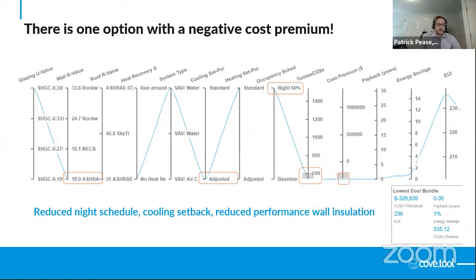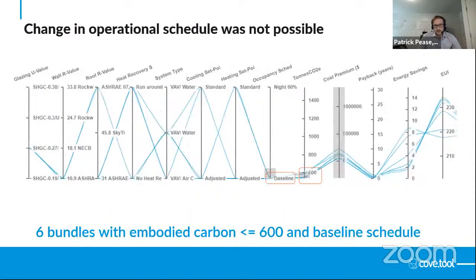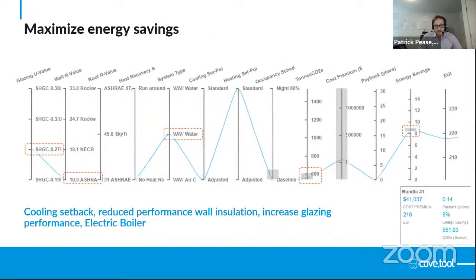However, because that's an operational thing, maybe our key stakeholders come back to us and say, well, we can't turn down at night. We need to be open at night. We have a lot of people come in at night for various reasons. We can go back to the drawing board and say, okay, well, let's lock in that we're going to use our baseline occupancy schedule. We're not going to even look at that. And that leaves us with just 6 bundles left that are also below the 600 embodied carbon, so reducing that embodied carbon. If we then kind of pick and say, well, what else are we interested in?